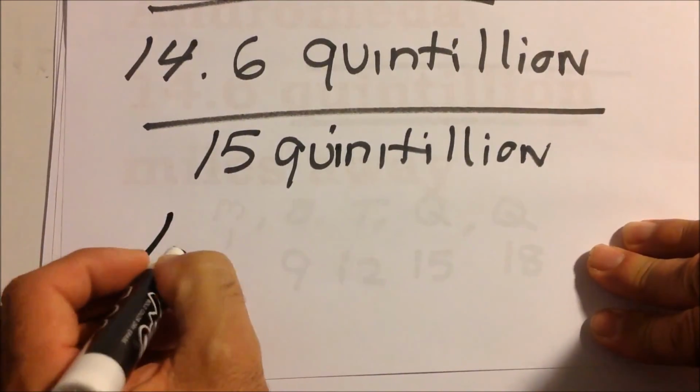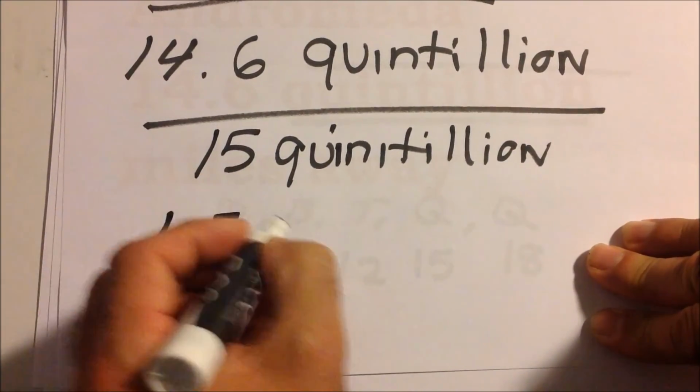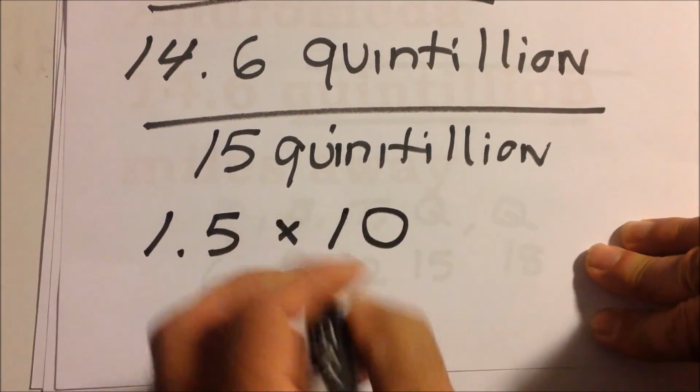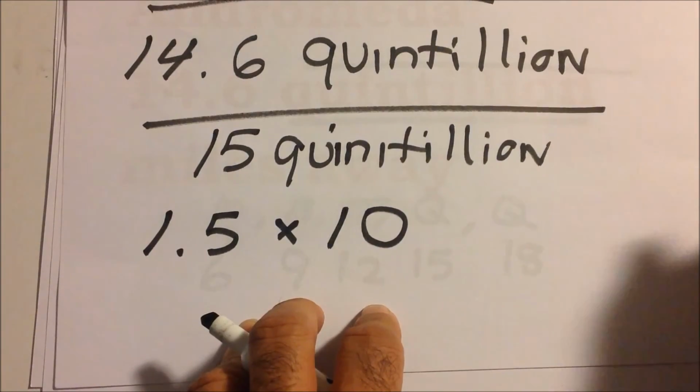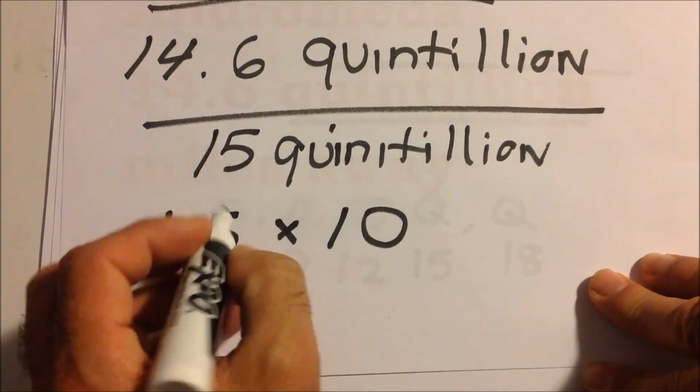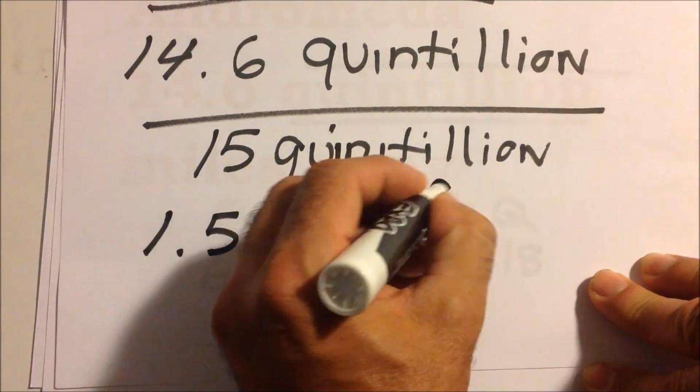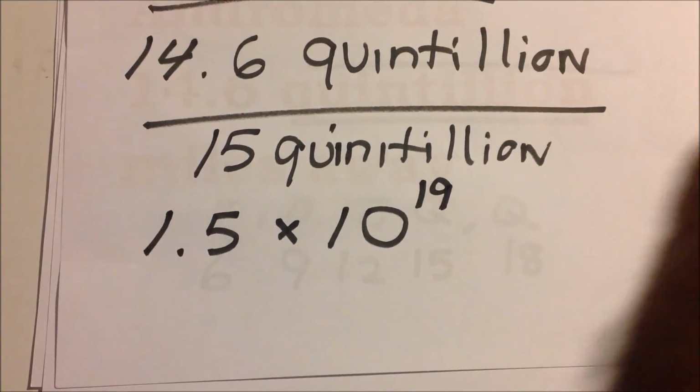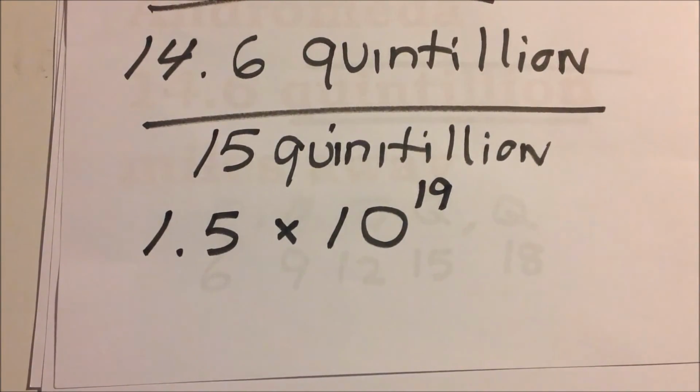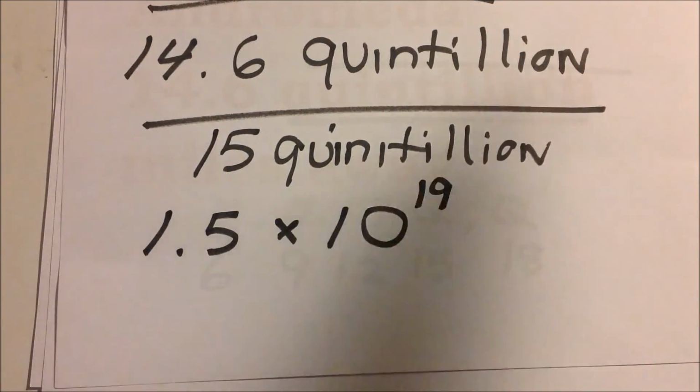So it's 1.5 times 10. Remember, we said there was 18 zeros in a quintillion, but we moved it back one, so that'll be 19. That'll be the number in scientific notation. So you can see with scientific notation, you can take very large numbers and make them small.